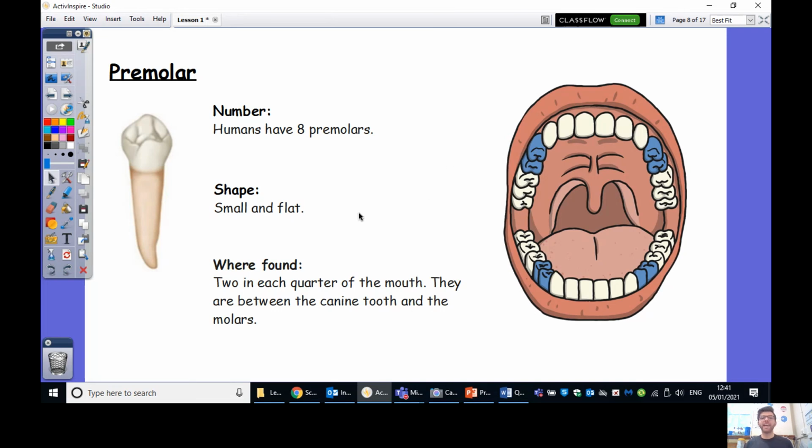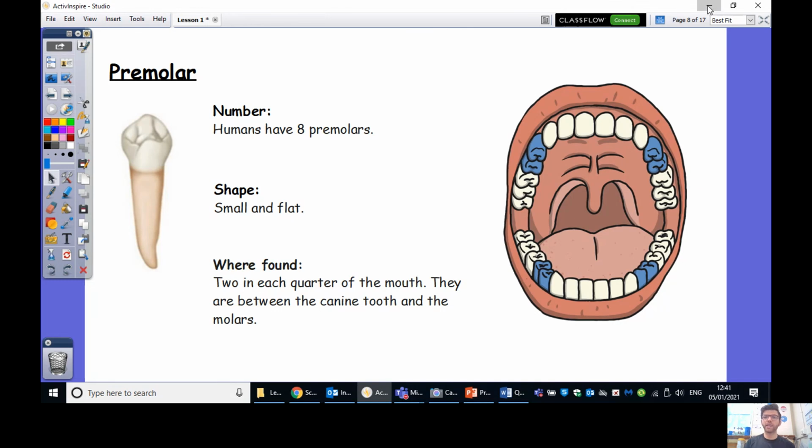So we're going to look next week at why teeth are certain different shapes and why some are pointy and why, like the premolars, some of them are small and flat. But for now, all we need to know is that they're called premolars. They're small and flat, and you can find them 2 in each corner of the mouth. And they're between the canine tooth and the next set of teeth that we're going to look at in a little bit. So they're called the premolars. And we've got 2, 4, 6, 8, just on the side of the canines.